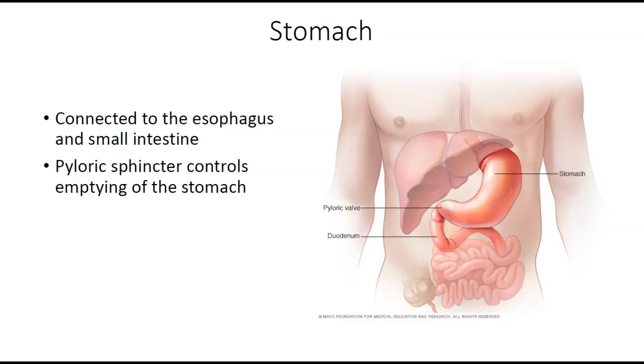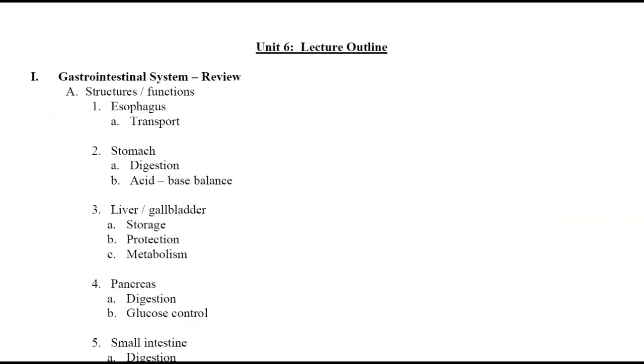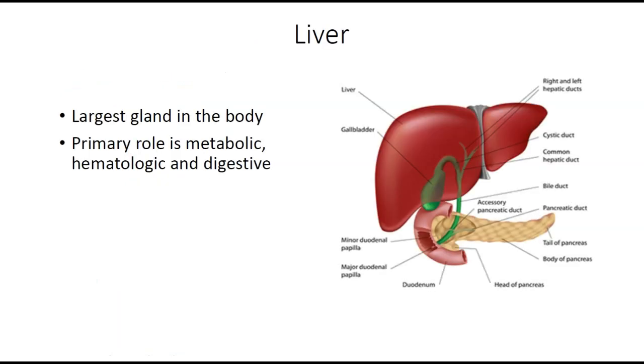So the stomach is connected to the esophagus and small intestine. Pyloric sphincter controls the emptying of the stomach. So the function of the stomach is basically digestion and acid-base balance. So for digestion, the stomach secretes hydrochloric acid, which aids in digestion as well as a barrier to infection. And when it comes to acid-base balance, the stomach secretes bicarb, which is a base that is a natural mechanism to prevent hyperacidity.